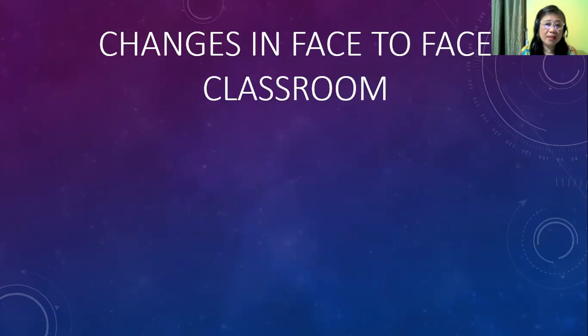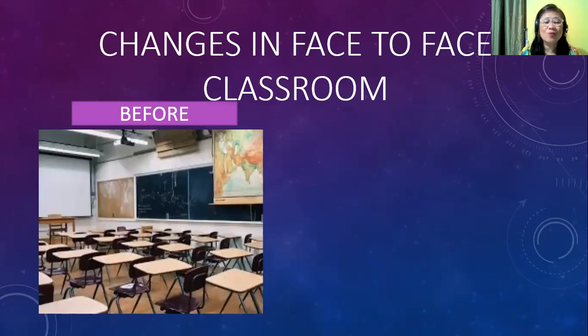What are the changes in the face-to-face classroom? Before, the classroom looks like this one, where teacher and student interact with each other. Have you seen that picture? There is a table and a chair. Sometimes there is no table, it's just a chair or an armchair, but still the chair is facing the blackboard or it's facing the teacher. So there is a teacher and student interaction.